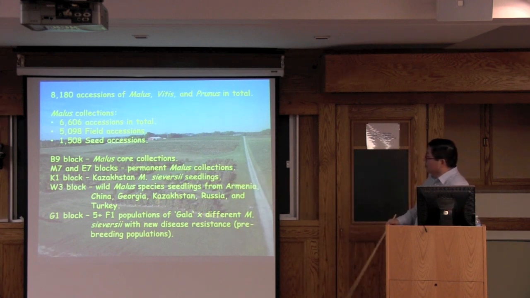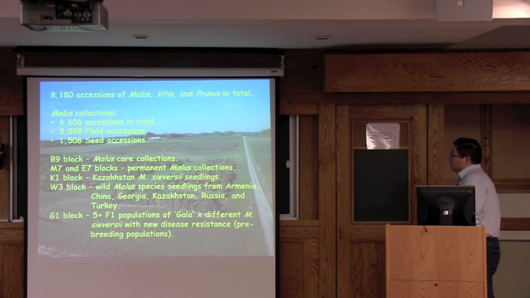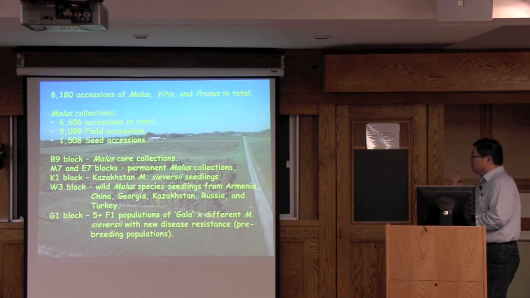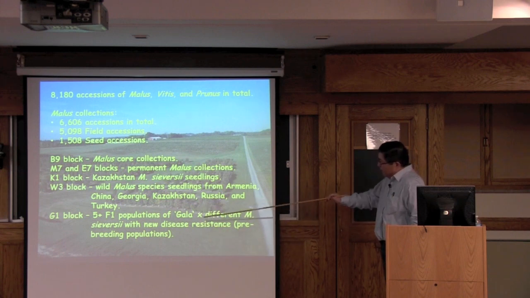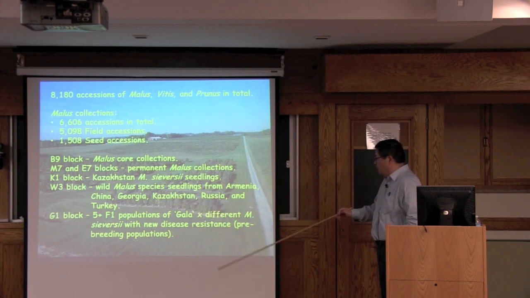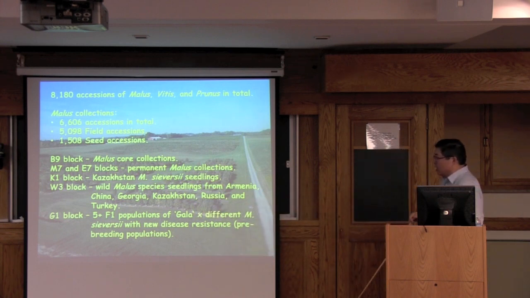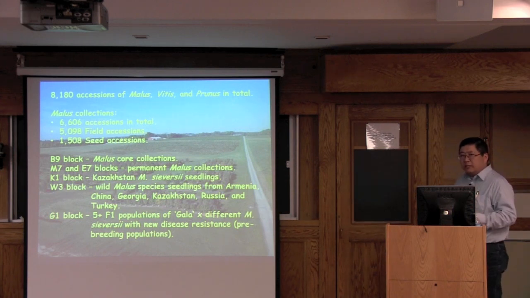We also have another block that we call the W3 block. It has several different wild Malus materials. They come from Armenia, China, Georgia, Kazakhstan, Russia, and Turkey. We also have 1 block of material that includes 5 different F1 populations from a cross between the Gala apple variety and 5 different Malus sieversii. All these 5 Malus sieversii have been shown to have different disease resistance. So we consider this more like a pre-breeding population, or it can be used as a mapping population for different purposes.